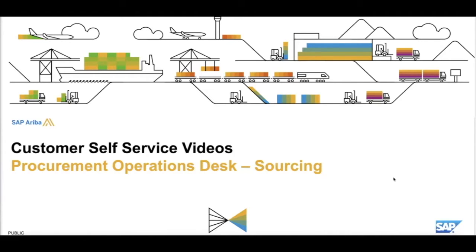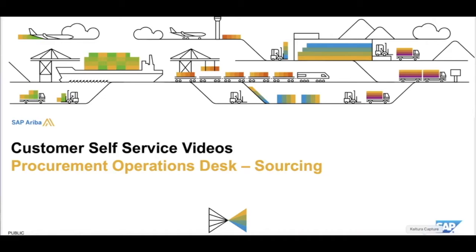So the first thing you need to do is raise a service request with the SAP Ariba support team to ensure that they turn the Procurement Operation Desk in your system on. And secondly, you'll then need to assign yourself to the Procurement Desk Administrator group to be able to go ahead and configure your system.